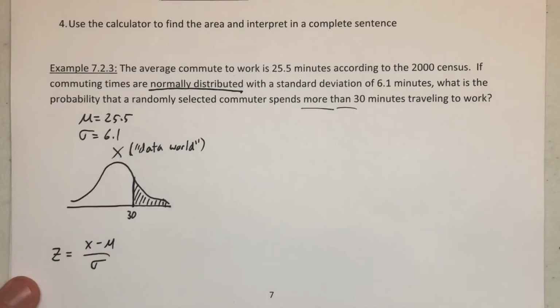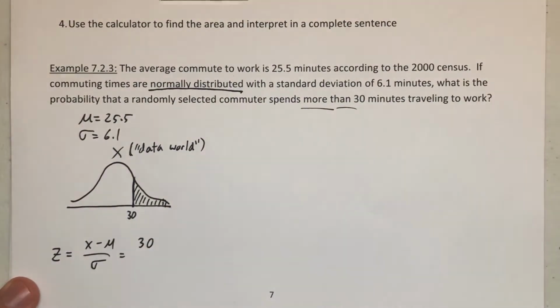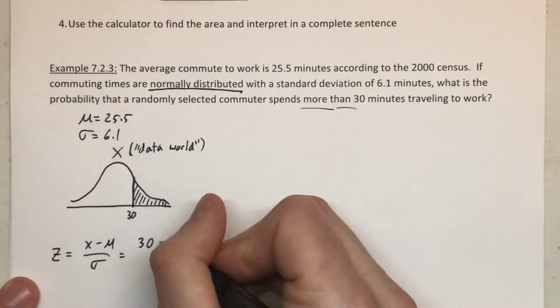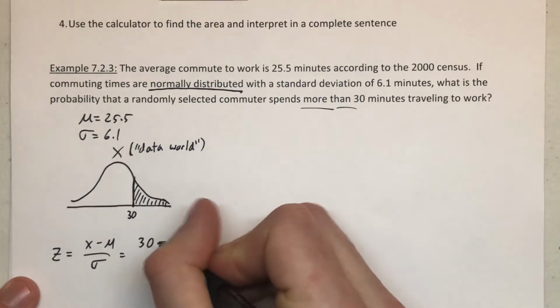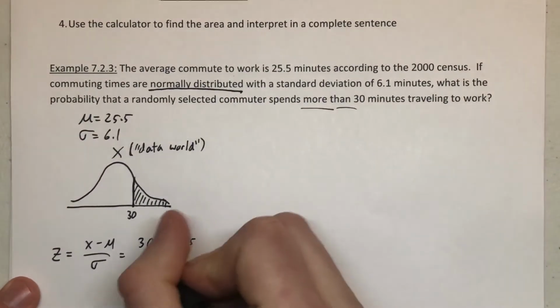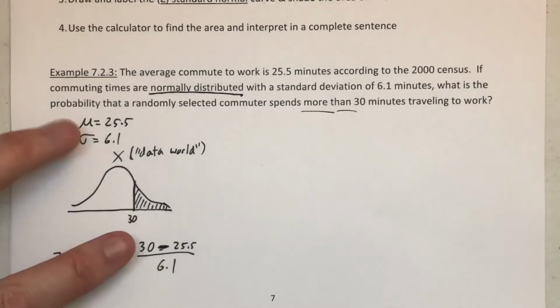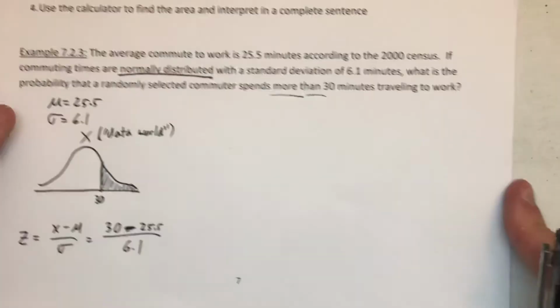So there's your z-score formula. 30 is your value of x. This is the value of your data. Oops, not an equal sign, that should be a minus sign. Minus the mean that we know is 25.5, over the standard deviation of 6.1. This is why it's useful to have labeled that stuff right here, so you're ready to plug it into the formula.